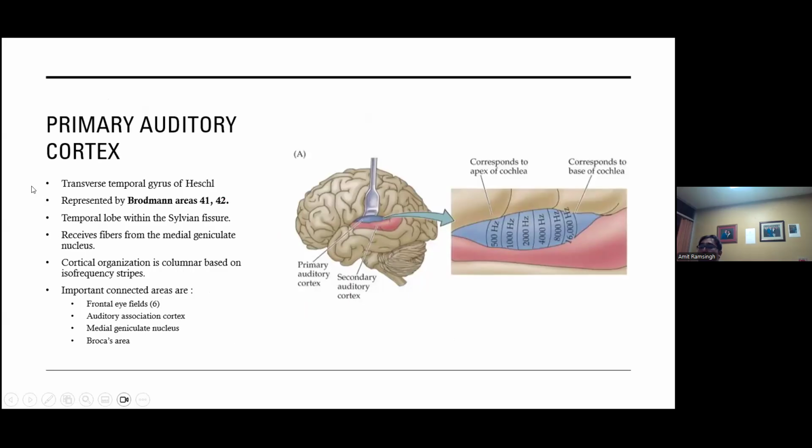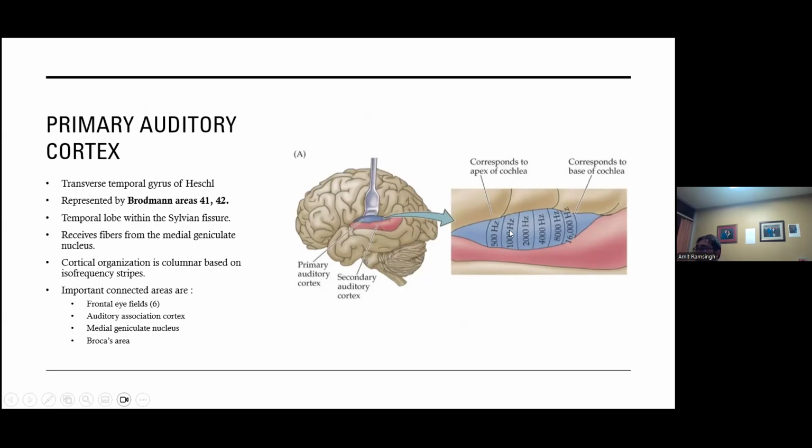In terms of our primary auditory cortex, subserved mainly by Brodmann areas 41 and 42, it's represented by the transverse temporal gyrus of Heschl, and it's often located within the Sylvian fissure. It receives fibers from the medial geniculate nucleus. So almost as if we were to peel back between the frontal and temporal lobe here, that's where your Heschl's gyrus is. And there's a cortical columnar organization, which is based on the isofrequency strips.